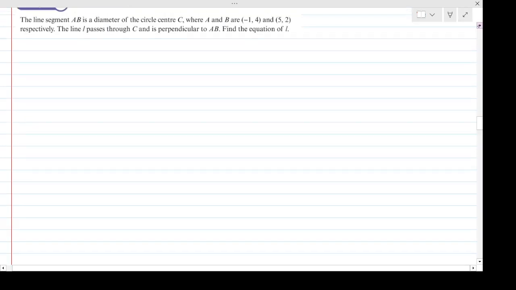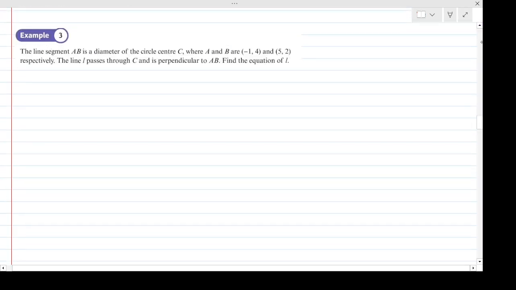Okay, let's have a look at some perpendicular bisectors then, by extending this idea. So you have a line segment AB is a diameter of a circle C, where A and B are -1, 4 and 5, 2 respectively. The line L passes through C and is perpendicular to AB. Find the equation of L. Okay, so there's a bit going on there. So again, let's just have a rough diagram of what's going on.